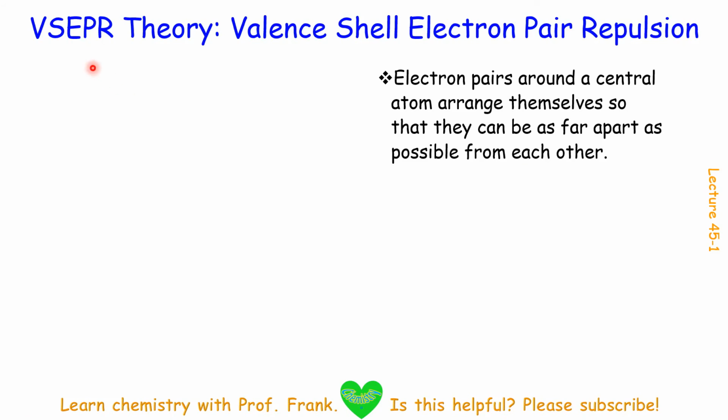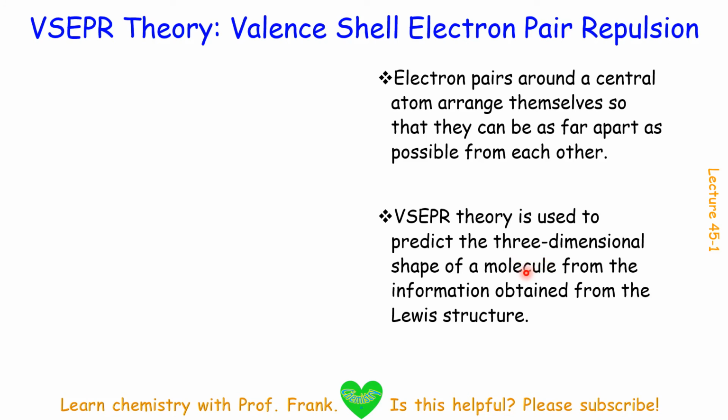Previously, we already learned that VSEPR theory can be used to predict molecular geometry. That is because electron pairs around a central atom arrange themselves so that they can be as far as possible from each other. And that results in different molecular geometry.